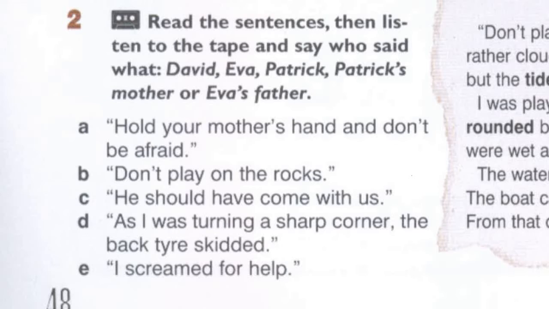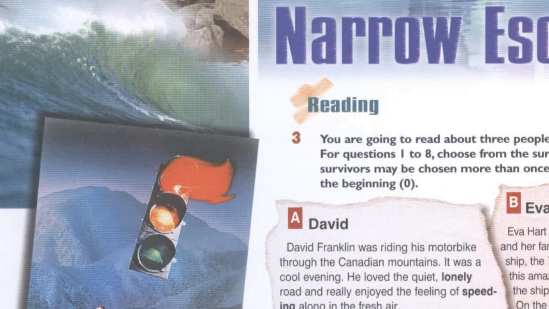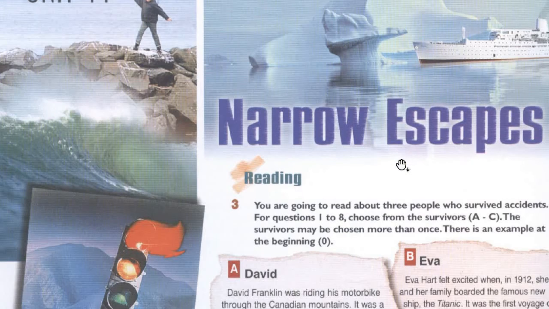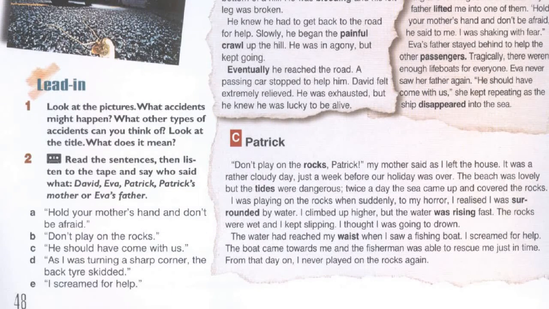Okay, we listen to the tape here. It's part of our new episode, which is Unit 11. The title of Unit 11 is Narrow Escape. We listened to three accidents, and you were supposed to answer the questions here from A to the last one. Please, if you need to listen again to the audio, do it and complete this part.